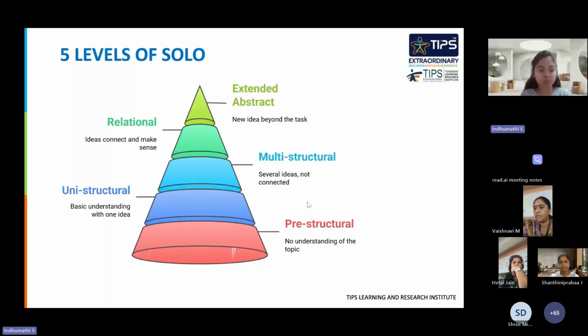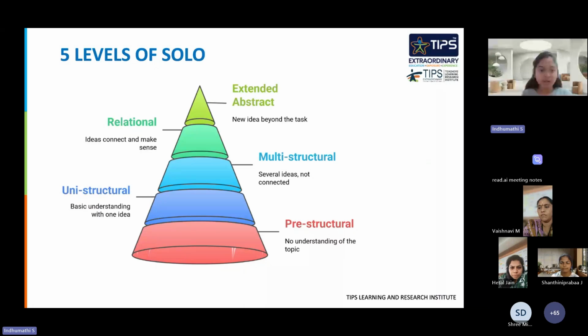So these are the 5 levels of SOLO. Now let's look at these levels one by one. And as we go through these levels, I kindly request you to think of your own children in your classrooms. So we start with the base, that is the pre-structural level. Then it moves to the unistructural level, and then the multistructural, and then comes the relational, and then the extended abstract.